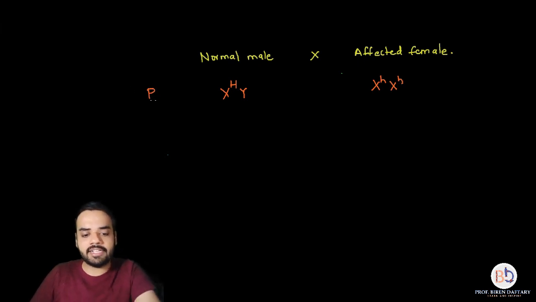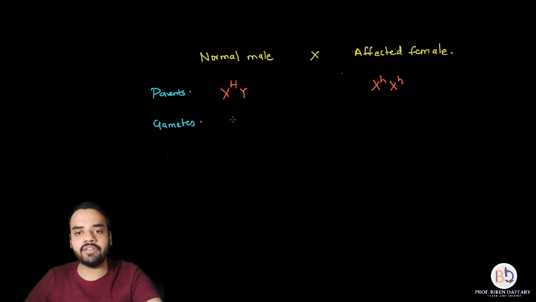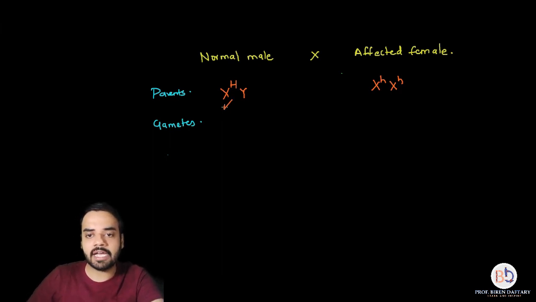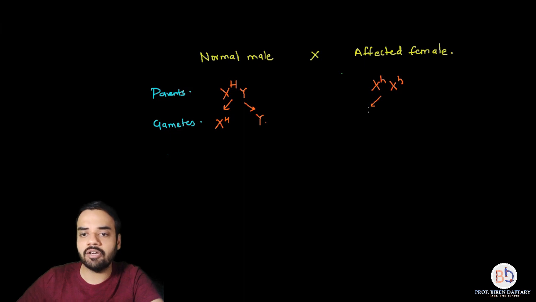These are also called the parents, right? So all these rules you have to know. Then we write down the gametes, correct? In the case of male, there are two types of gametes which are produced. One of the gametes is X capital H and the other gamete is Y. In the case of female, both the gametes produced are of the same type. So I will write down over here X small h and the other one is X small h.